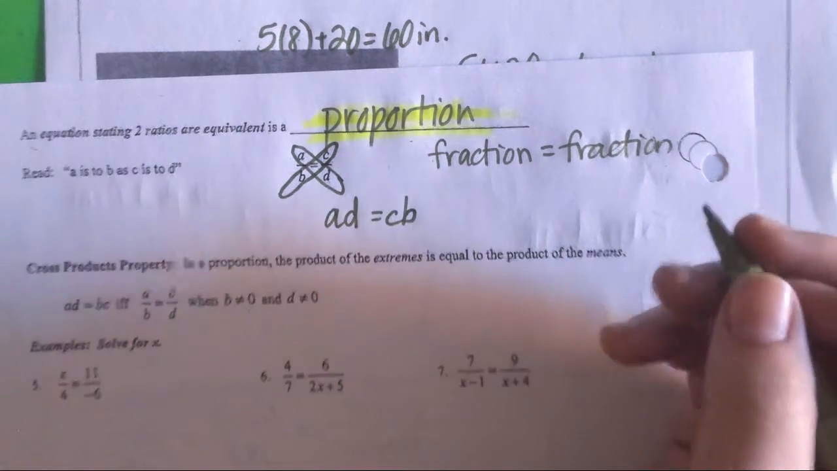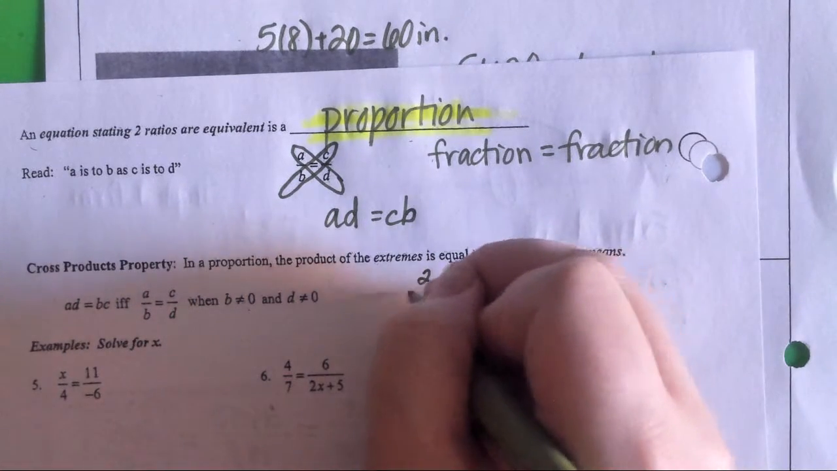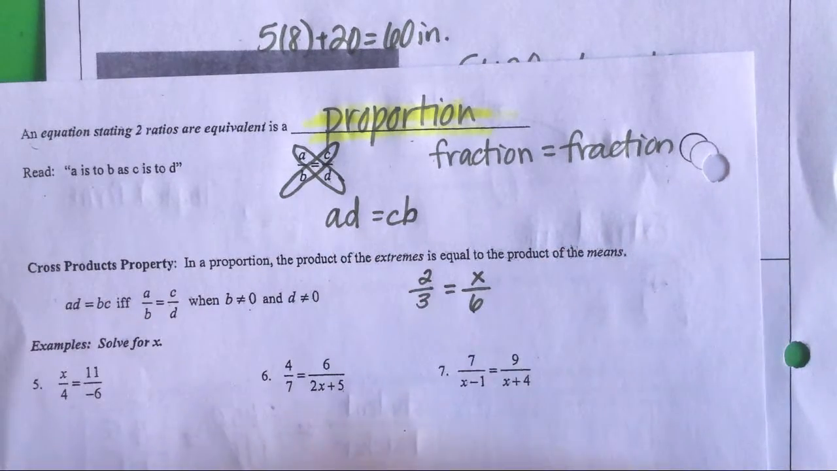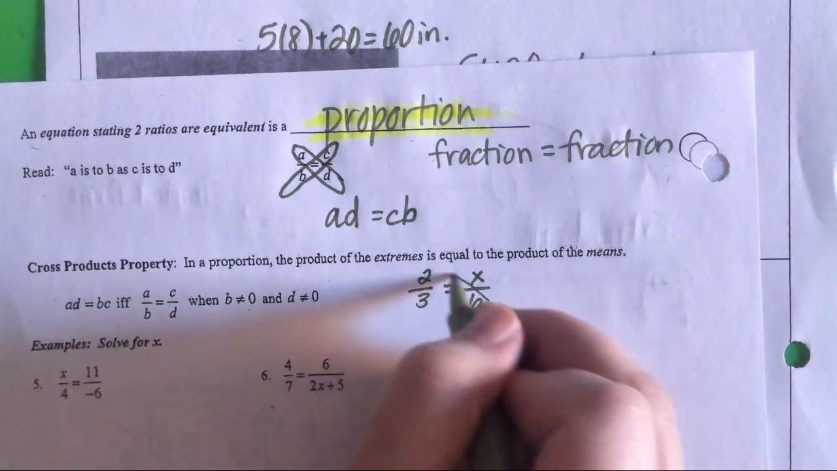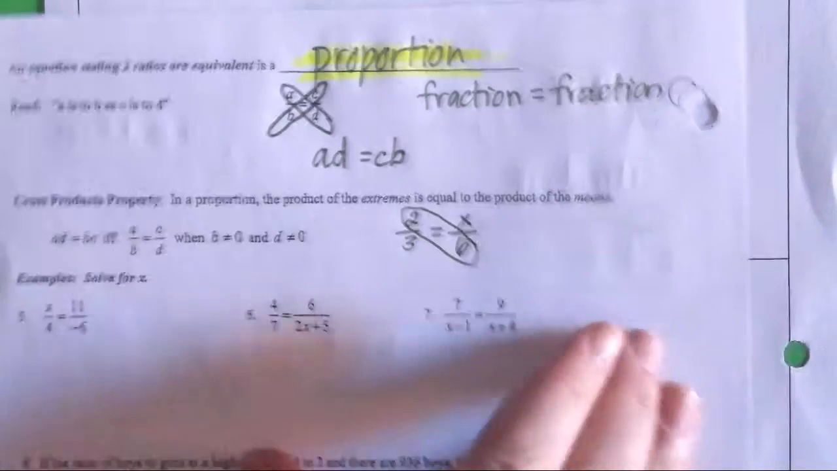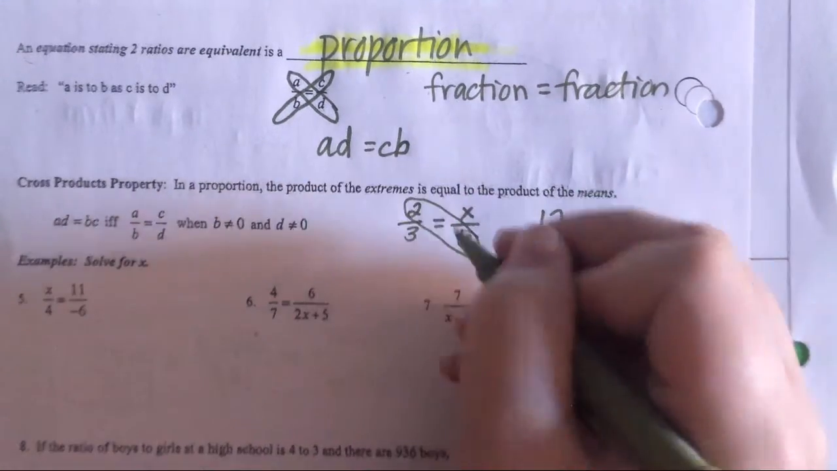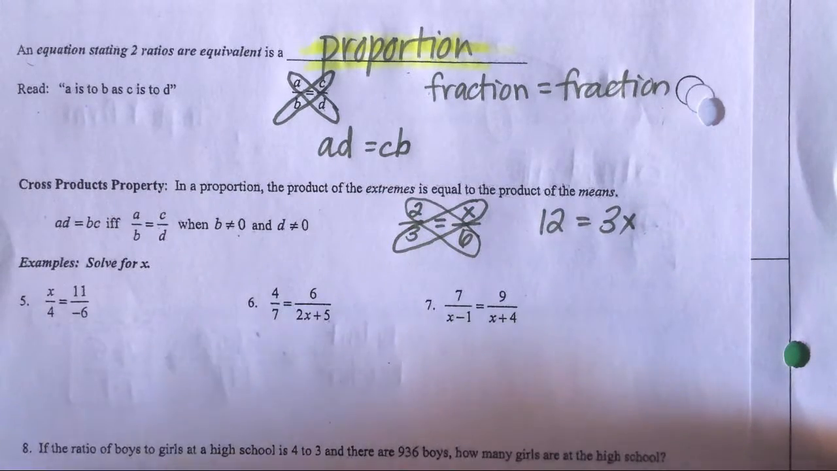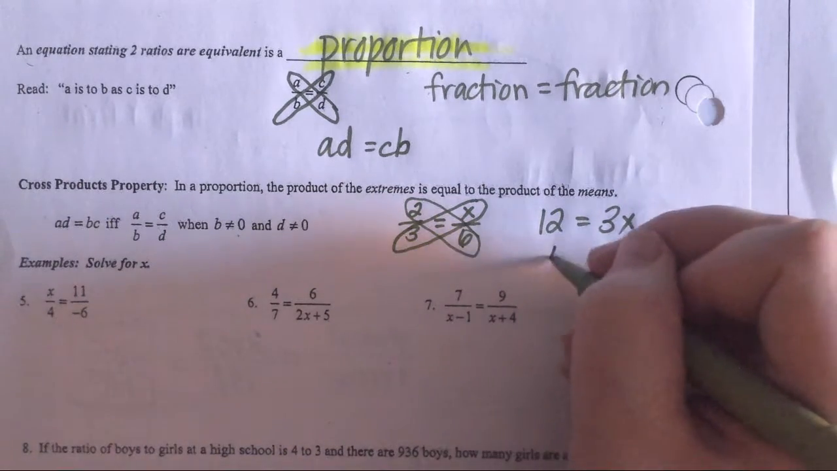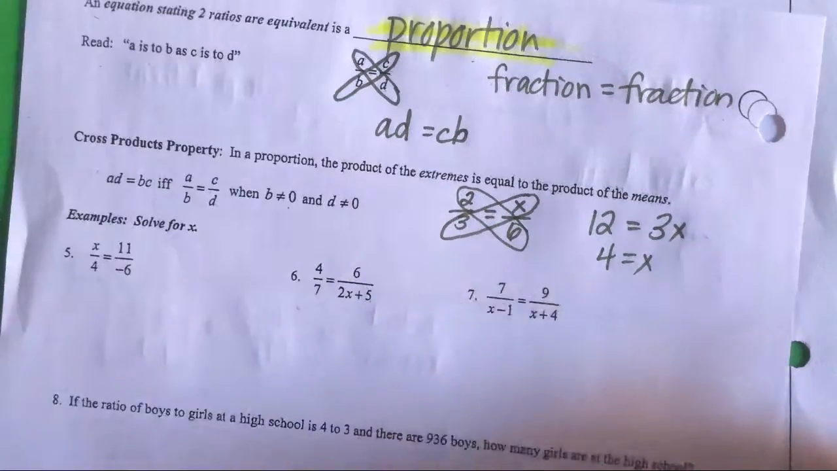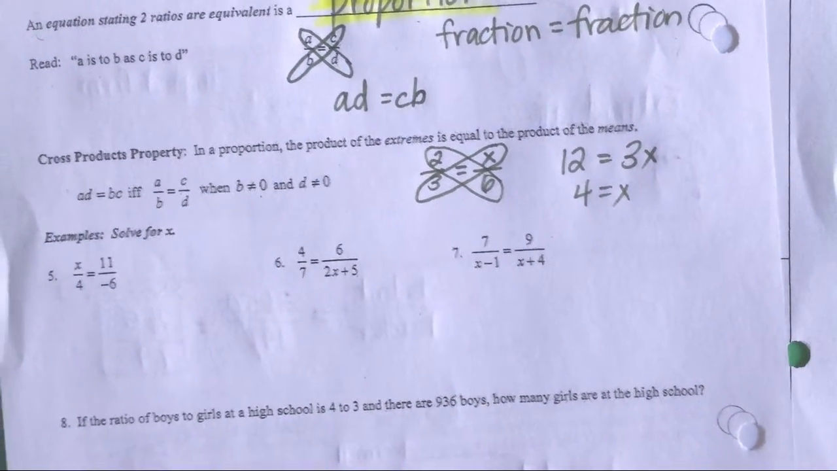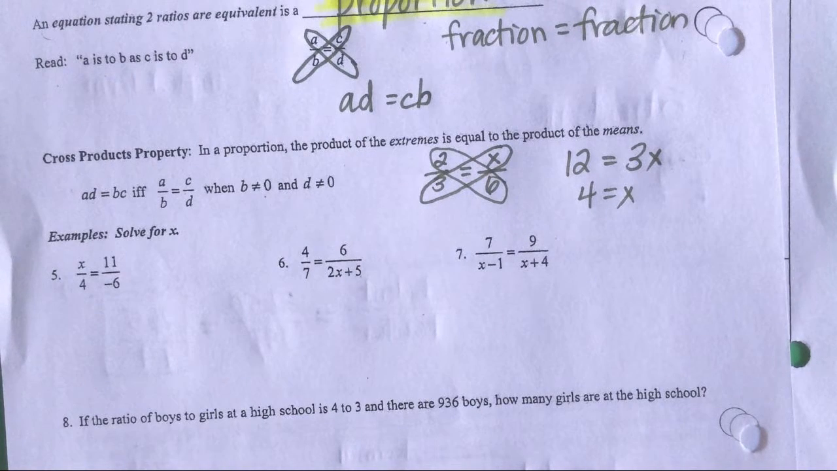Okay, so for instance, I'm going to make an extra example. If I had 2 over 3 equals x over 6, I would multiply on the diagonal, so I would have 12 equals 3x. I divide both sides by 3 and I get 4 equals x. Are there any questions about the cross multiplying?